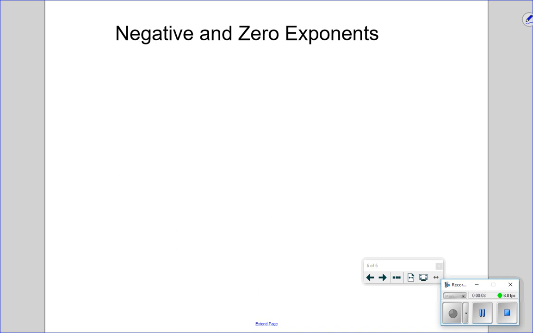Okay guys, today's lesson is on exponents that are negative or zero. So we're going to talk about what it means to have an exponent that's either zero or a negative number. And I'm going to start off explaining this by showing you some powers of 2.